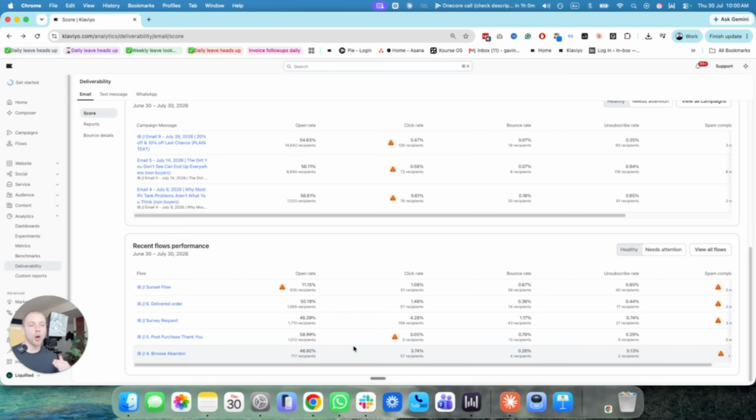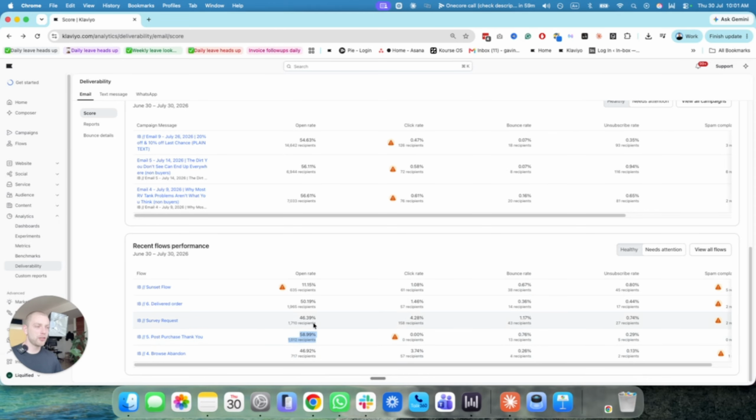Klaviyo is not pulling context relative to each flow. It's pulling context when it comes to giving you the benchmarks relative to all the other accounts that are currently within Klaviyo marked under your industry. So this is a cause for concern, right? We should be able to increase those open rates and those click rates off the back of this, right? Because it's delivered order flow, it should be a transactional email, so we should be able to provide insights there.